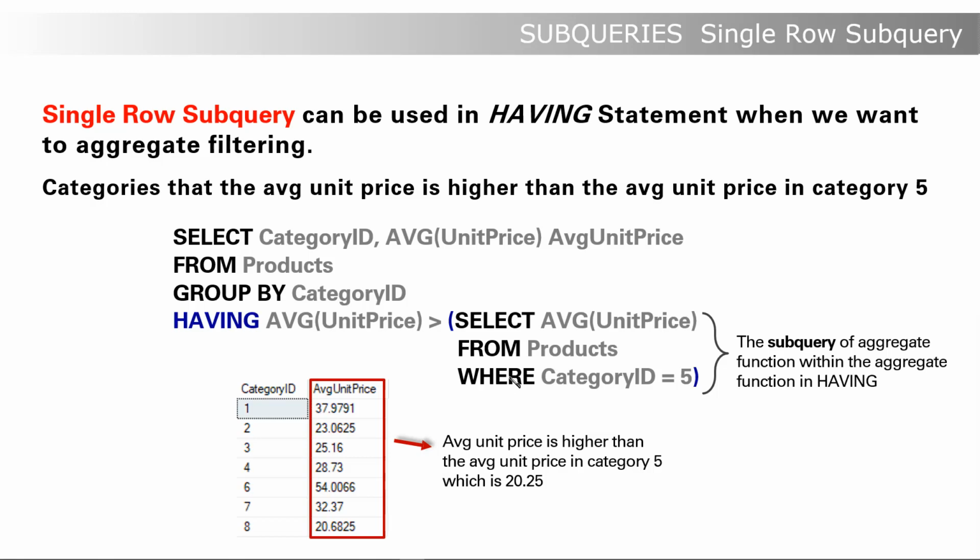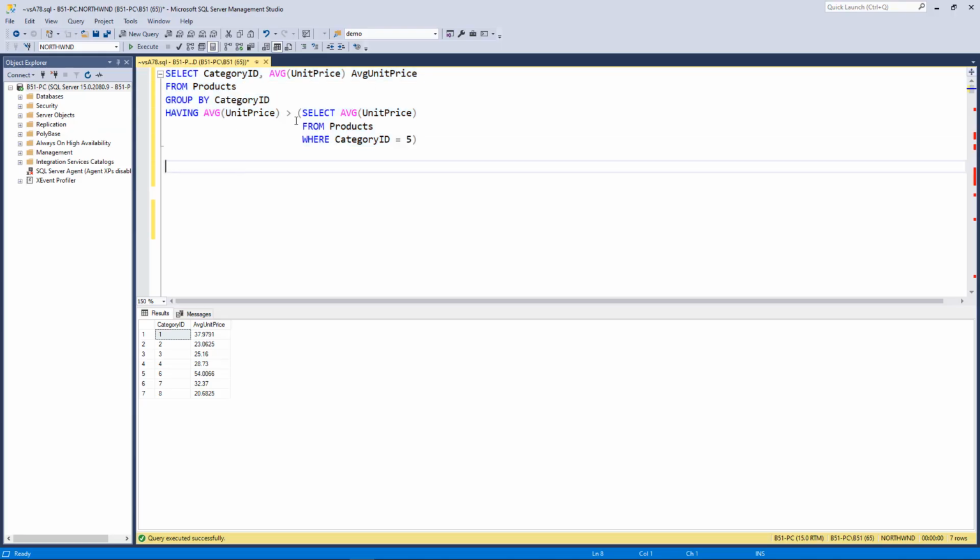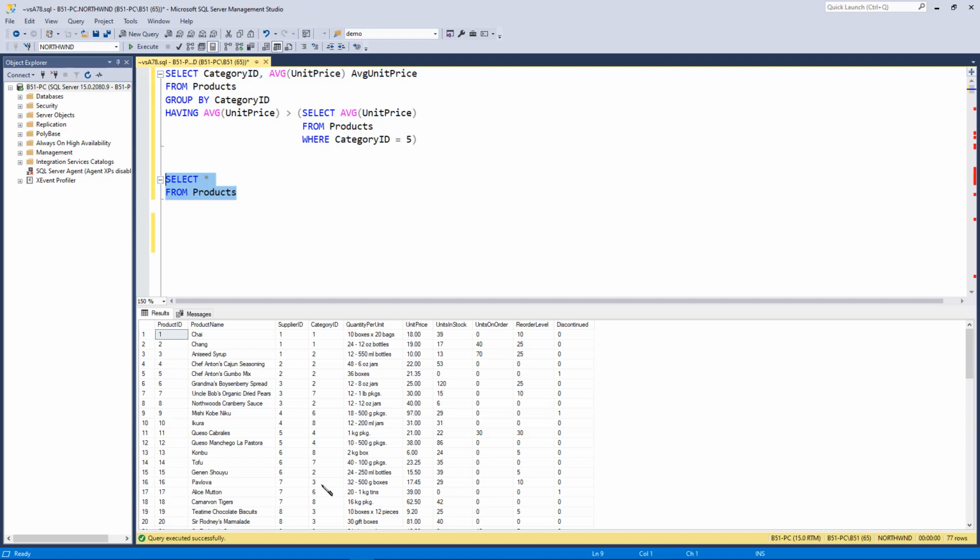Let's see it in SQL Server. So here we have the query. Let's run it one by one. First of all, let's do SELECT asterisk FROM the products. And this is the entire row of the product. What we want from here is the category ID, and for each category ID, we want the average unit price. Let's run only the unit price and see what we get.